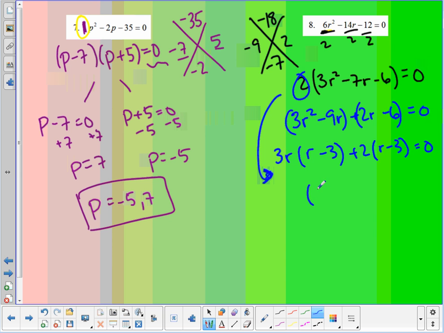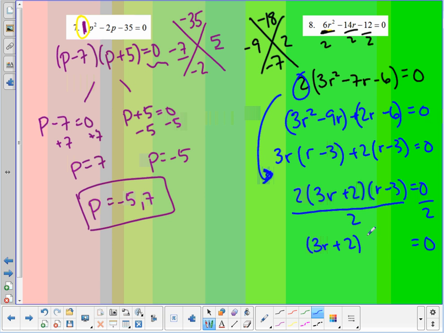So I have 3r plus 2 and r minus 3, all equaling 0, but don't forget about that GCF that was out front. Now, let's talk about that GCF for a second. My whole goal here is to solve, so I need to get rid of everything except for the r's. If I were going to get rid of this 2, that means I would divide by 2. But think about what happens when I take 0 divided by 2. Nothing. It's still 0.